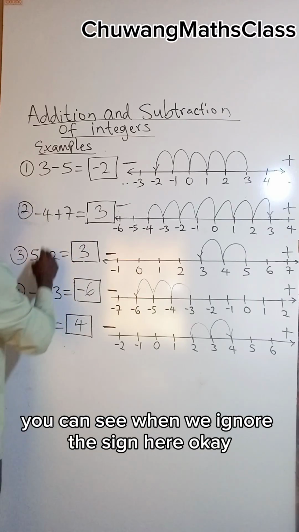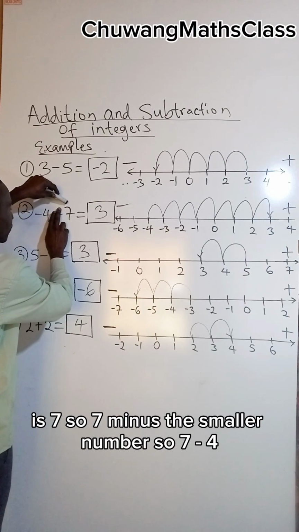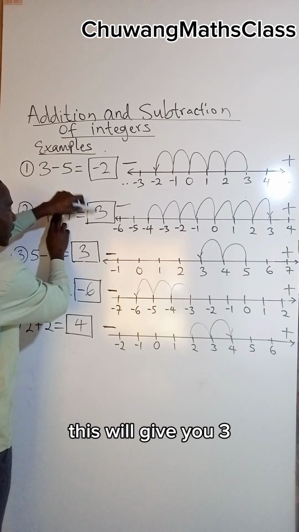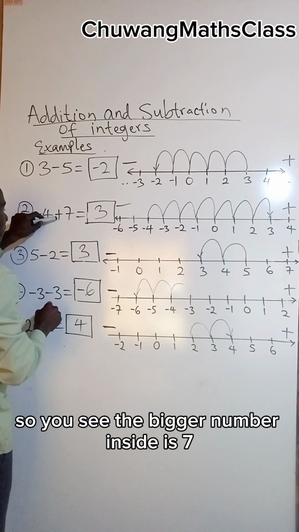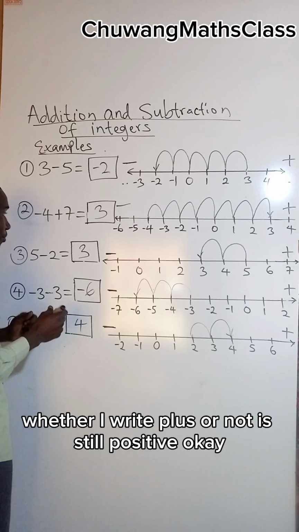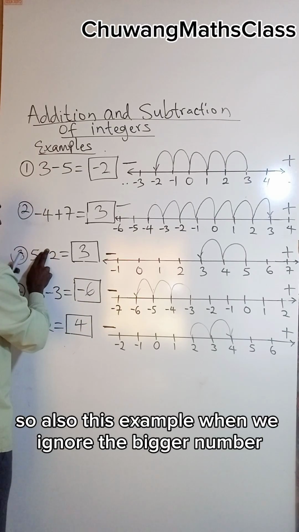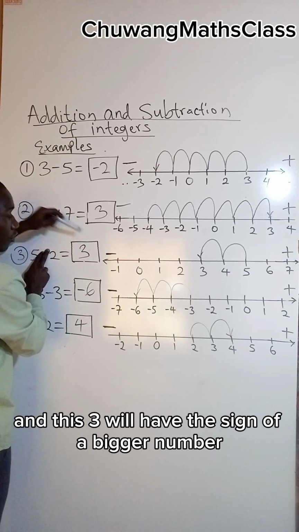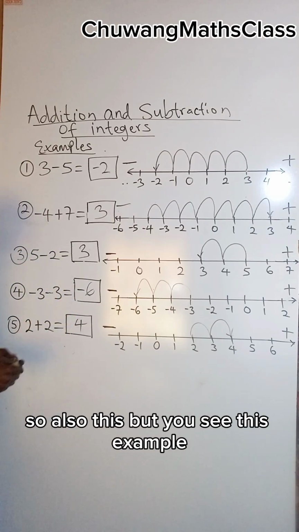And also this example, you can see when we ignore the sign here, the greater number here is 7. So 7 minus the smaller number. So 7 minus 4 will give me 3. And this 3 will have the sign of the bigger number. You see the bigger number is 7, so it's having plus. Whether I write plus or not, it's still positive. Also this example, when we ignore the sign, bigger number minus smaller number, so 5 minus 2 is 3. And this 3 will have the sign of the bigger number. So the bigger number is positive.